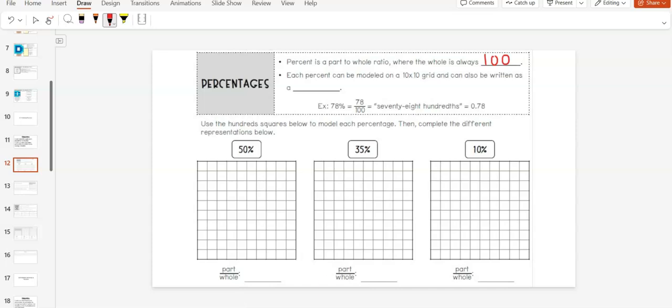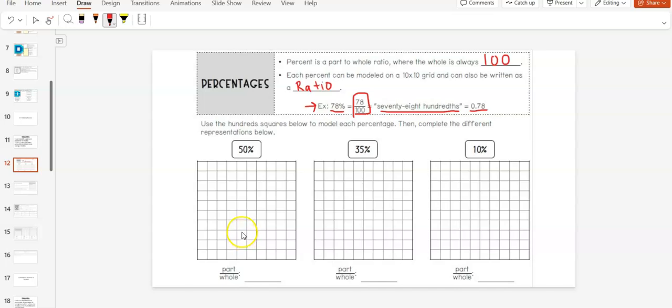So you can see here, part to whole is our ratio, and what the ratio we're comparing is out of 100. All right. Each percent can also be modeled by a 10 by 10 grid, which would have 100 squares in it, and it can be written as a ratio in fraction form. So here you're going to see an example. 78% is the same as the ratio 78 out of 100, which I can read as 78 hundredths. And then if you can read 78 hundredths, then you can write it as a decimal, which is 0.78.